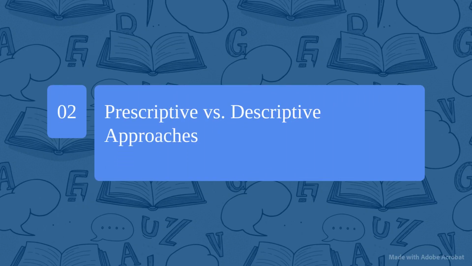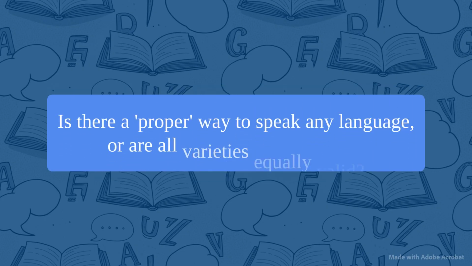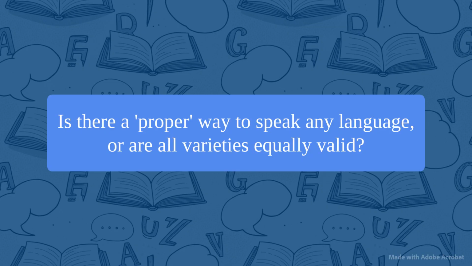Next, we explore the difference between prescriptive and descriptive approaches to language. This distinction is central to the scientific study of how people actually use language. Let's challenge a common assumption. Is there really a proper way to speak any language, or are all varieties equally valid? This question gets to the heart of how we think about language and the judgments we make about others.